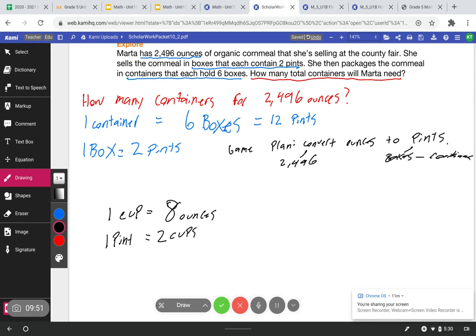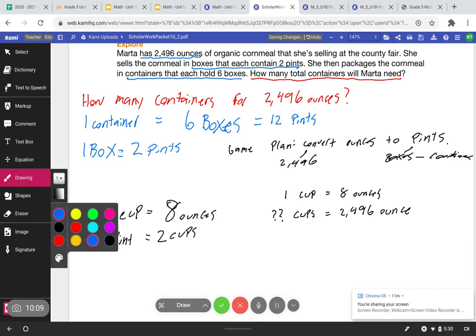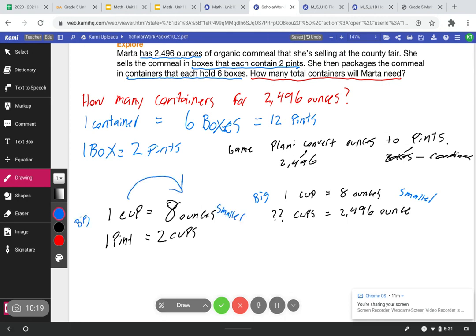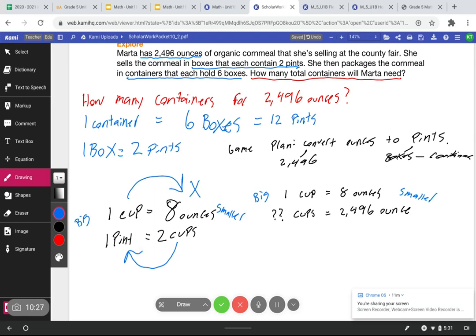So we need to go 1 cup equals 8 ounces. Well, we don't know how many cups. That's what we're trying to figure out. How many cups are in 2,496 ounces? Remember, when I go from a big unit to a smaller unit, when I go from big to small, I multiply. And when I go from small to a bigger unit, I do the opposite.